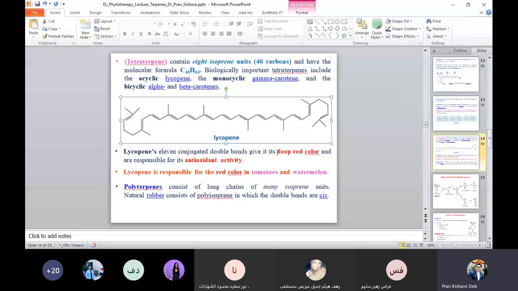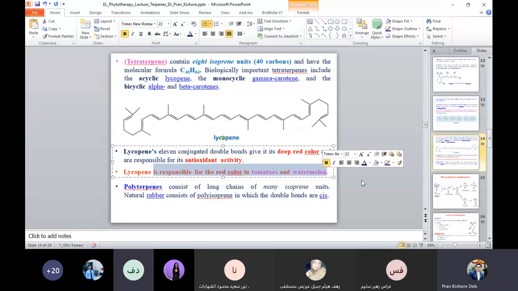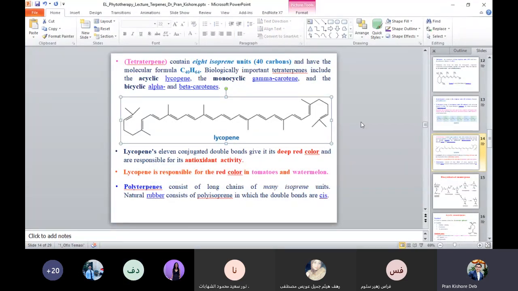So lycopene, as you see the structure, has 11 conjugated double bonds, which gives the deep red color. It is also responsible for antioxidant activity. So lycopene is responsible for the red color in tomatoes and watermelon. Remember, lycopene has two roles. First, it provides a red color, and it is also responsible for antioxidant activity.